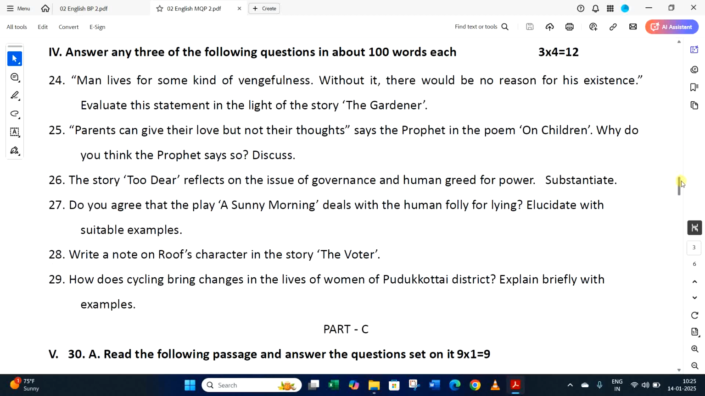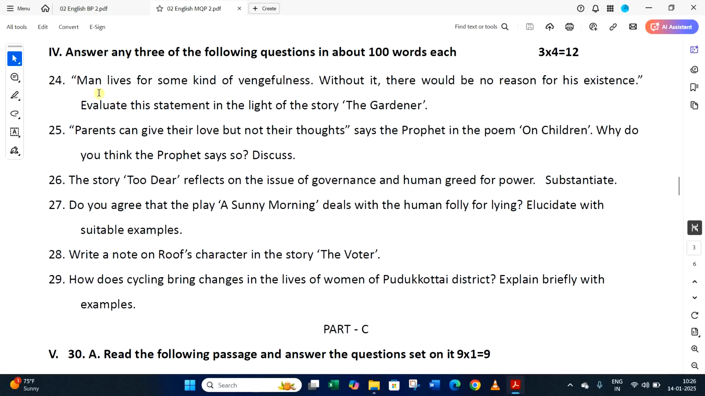Next, let's go towards the 4 mark question. Answer any 3 of the following questions in about 100 words each for 4 marks. So out of these many questions you have to write any 3: question number 24, 25, 26, 27, 28 and 29. Out of 6 questions you have to write any 3, and each question is for 4 marks.